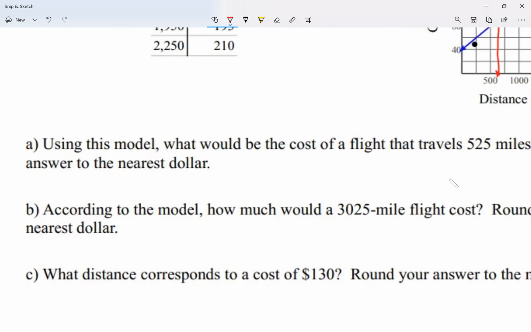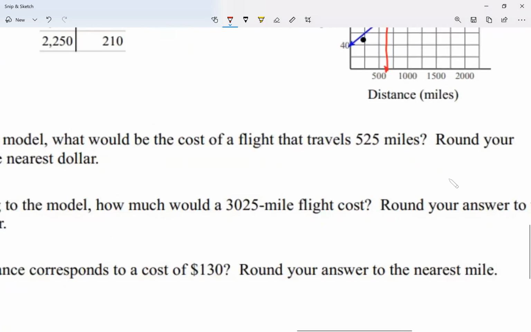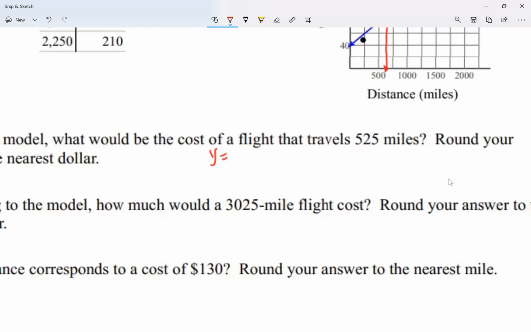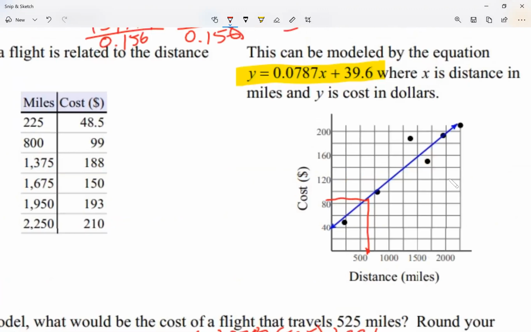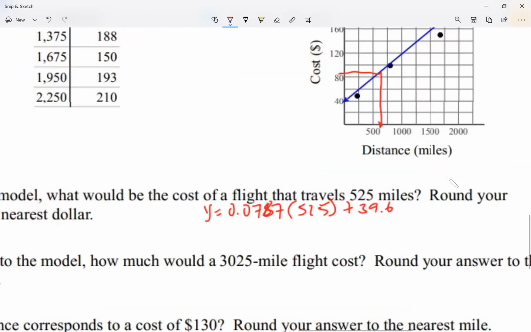I remembered the equation that I was given. So I'm just gonna go y is equal to 0.0787. Like I said, this was given to me, times, okay, how many miles? 525 plus 39.6. Okay, if you guys are wondering where did he get this equation, right there. You guys see it? Y is equal to 0.0787 times X plus 39.6. That's where I got this.